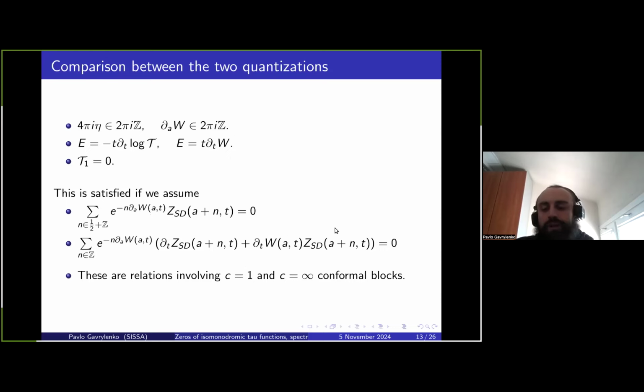So we have some number of formulas of this kind. And the main thing about these formulas is that they relate conformal field theories with different central charges. So duo corresponds to S equals 1 conformal block, and W corresponds to S equals infinity conformal block. Such kind of relations are called block relations.